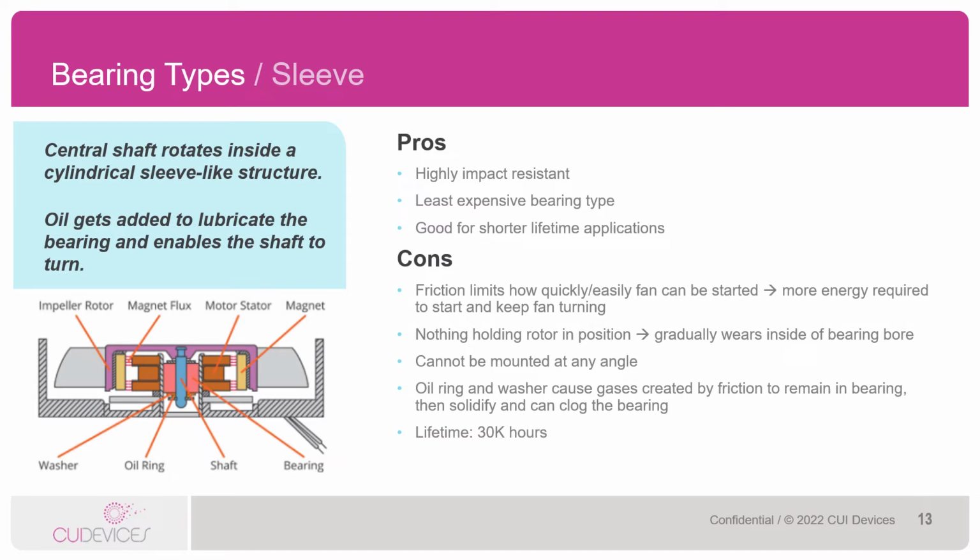Additionally, the oil ring and washer causes the aforementioned friction to remain in the bearing, which then solidifies and can clog the bearing. Because of this, typical lifetime on a sleeve bearing product is about 30,000 hours, so they're typically used in applications which hold shorter lifespans.